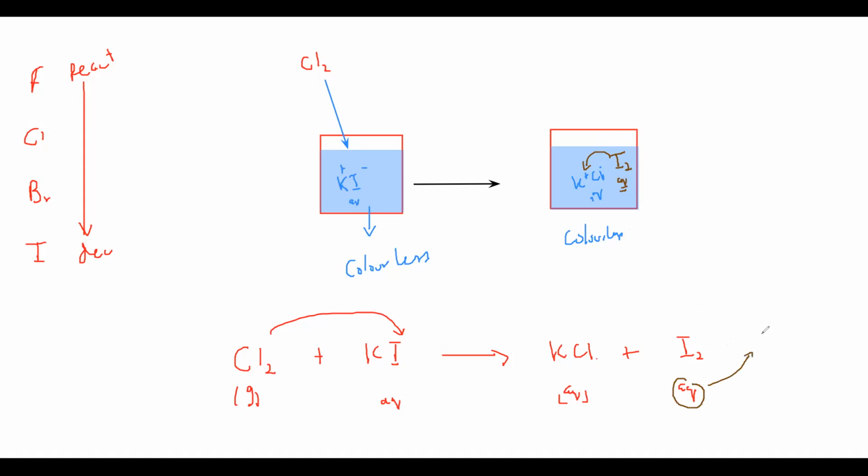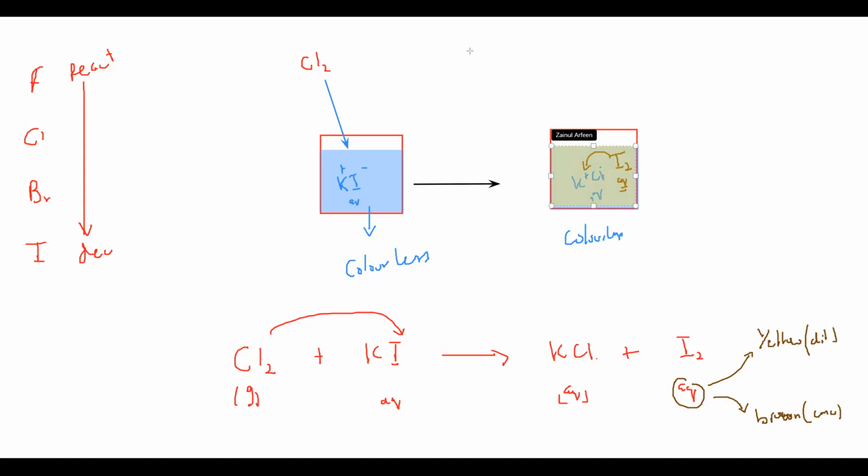It can be yellow. Yellow means when iodine is a small amount, a dilute solution. And it can be brown when it is concentrated iodine. If too much iodine forms, then the solution will be brown in color. If a small amount of iodine forms, then the solution will be yellow in color. So potassium chloride is colorless, but because of the presence of this iodine, what will we observe? We will observe that this solution will turn yellow.